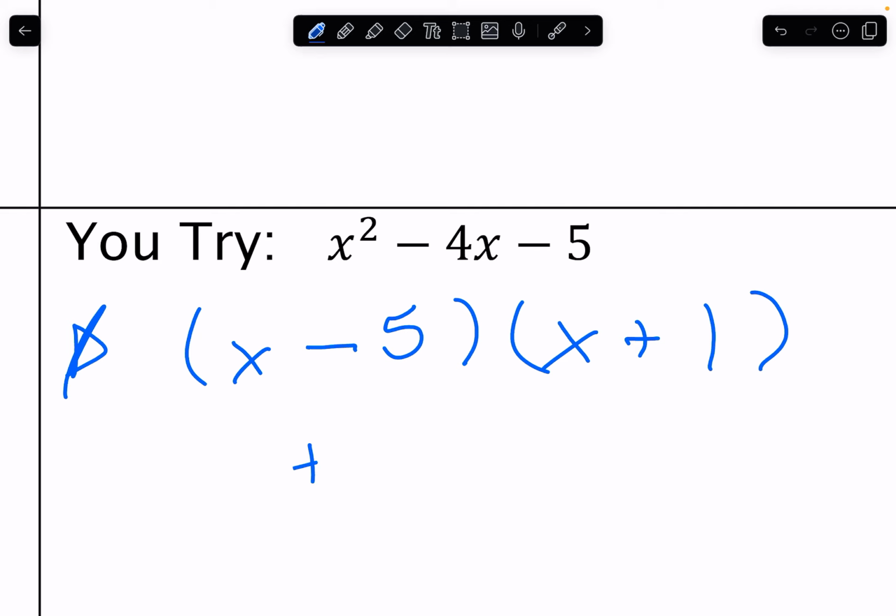The answer I had before, let's talk about why it was bad. If I had this, I would be adding to a +4, and I want to add to a -4. So I got to make sure that my negative number is bigger.